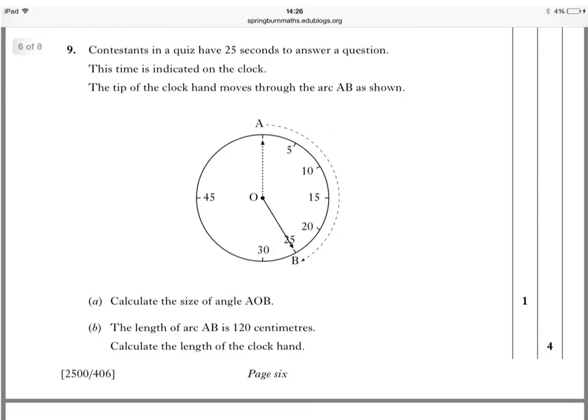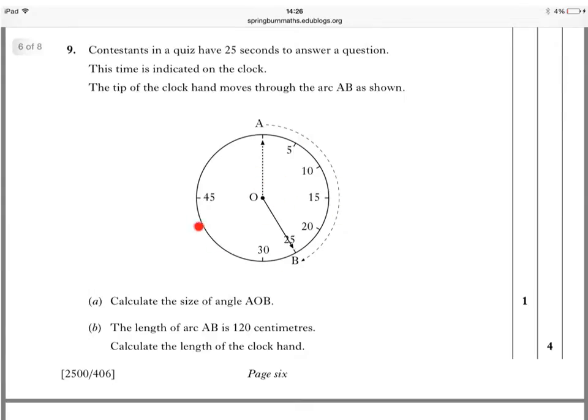Section 15, question 4. Contestants in a quiz have 25 seconds to answer the question. The time is indicated on the clock. The tip of the clock hand moves through the arc AB as shown. Calculate the size of the angle AOB.